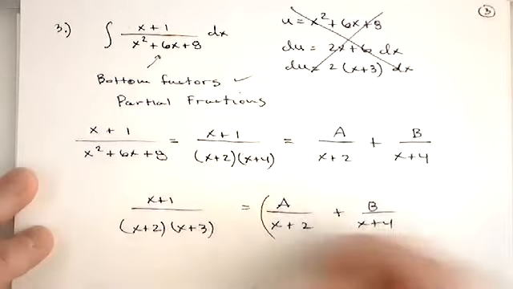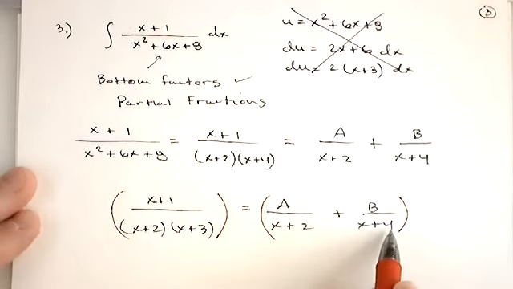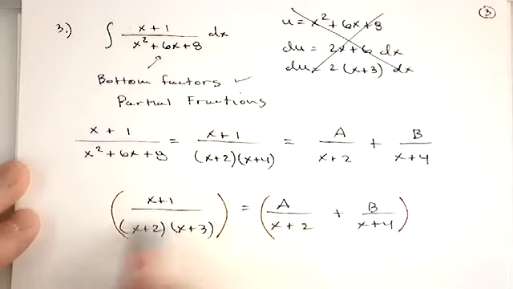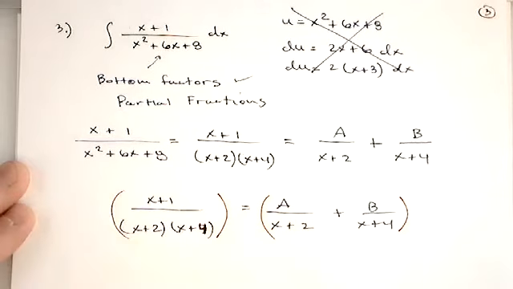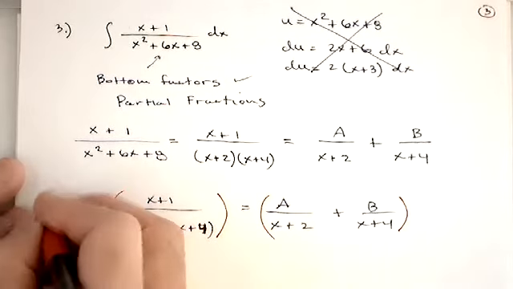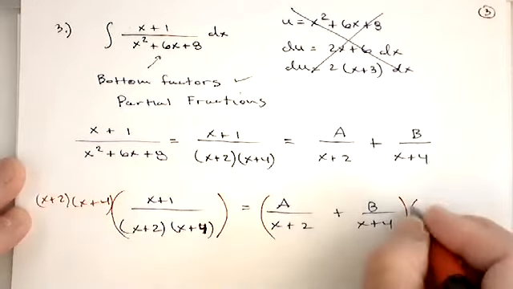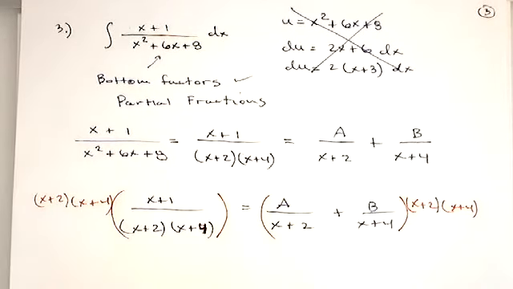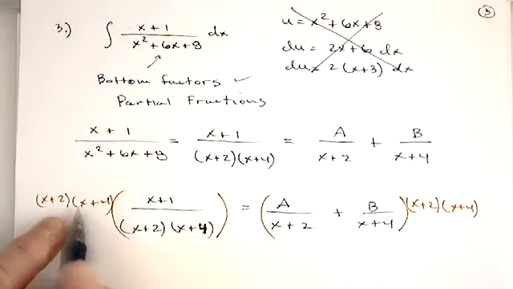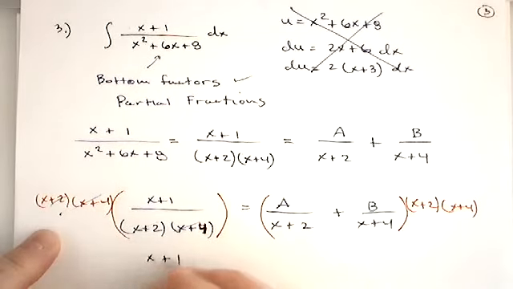Because this is an equation, if I multiply both sides by the lowest common denominator of the whole entire problem, which is just x plus 2 times x plus 4, I'm going to get rid of all my denominators. Because on the left side, they just cancel out, leaving me with x plus 1.